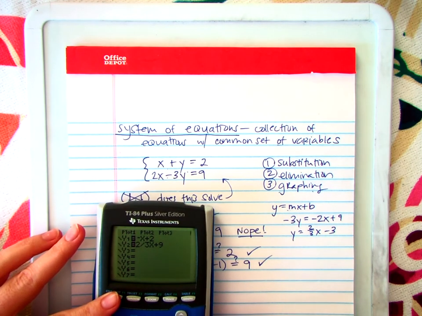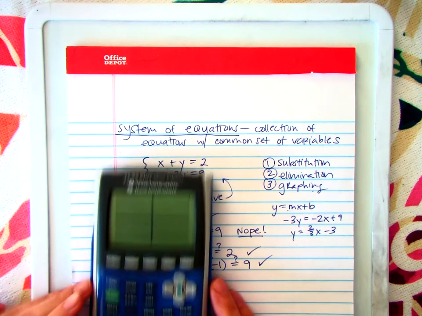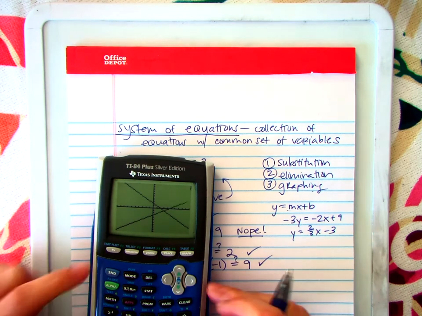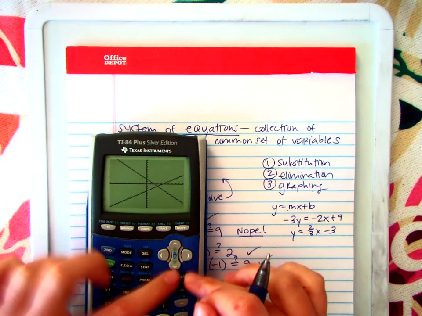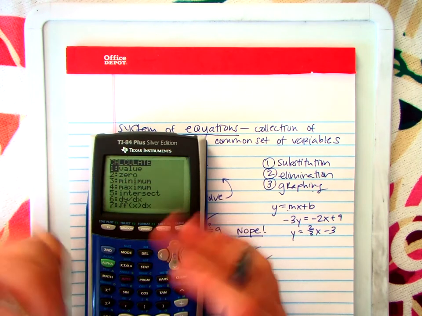Oh, duh. Minus 3. Why? Much better. Okay, so now we can find the point of intersection. So remember, we're not just using our arrows to do that. We're making our calculator actually calculate it for us.